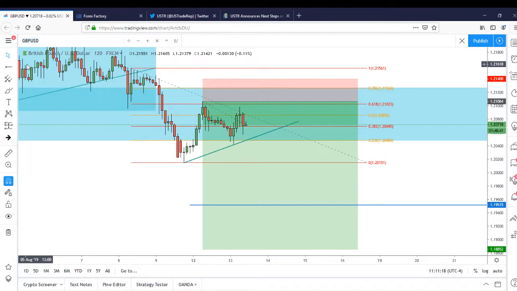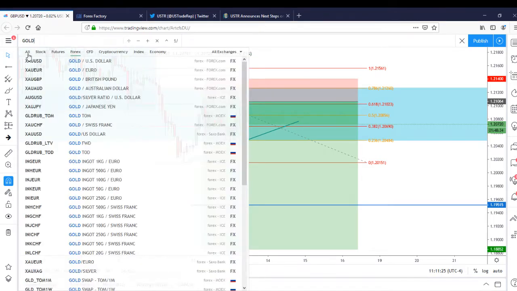Okay, euro. Okay, cool. So moving on. So we did pound, we did euro. Let's look at gold.